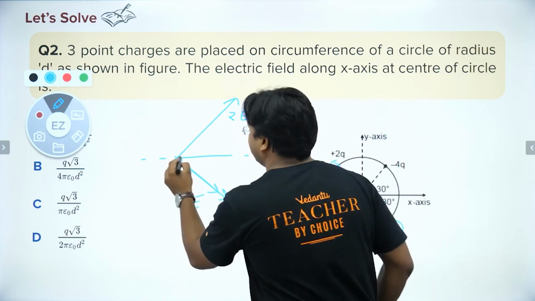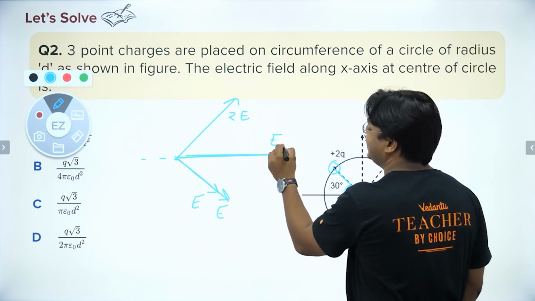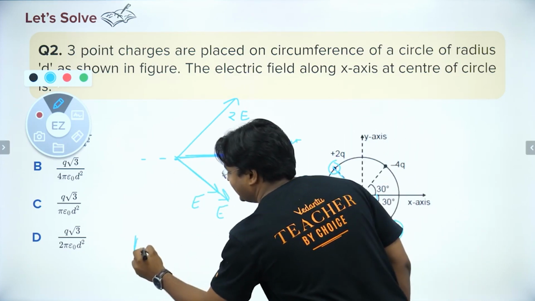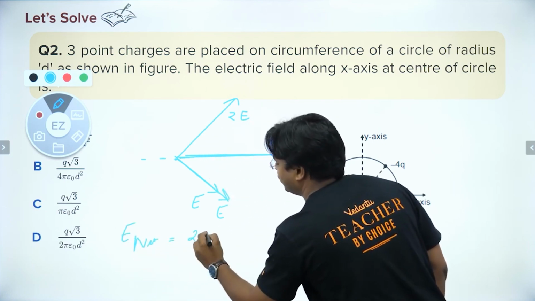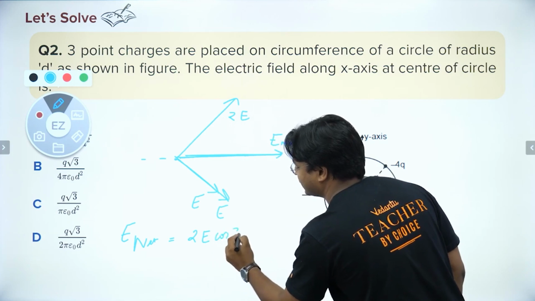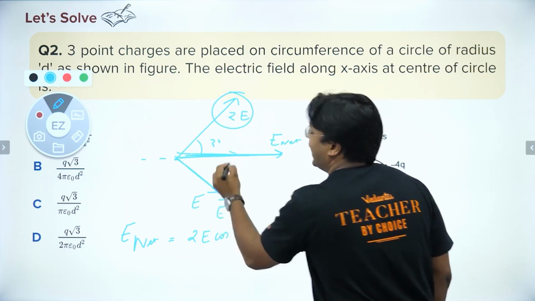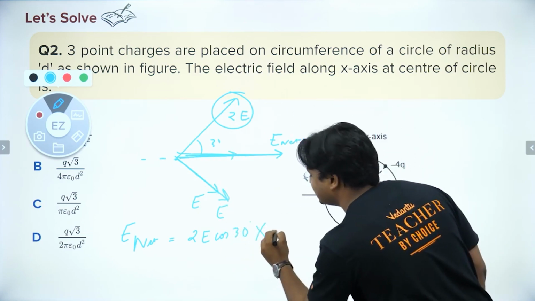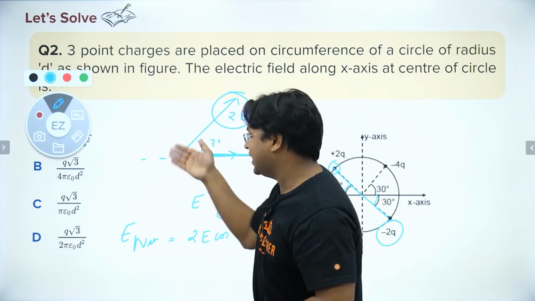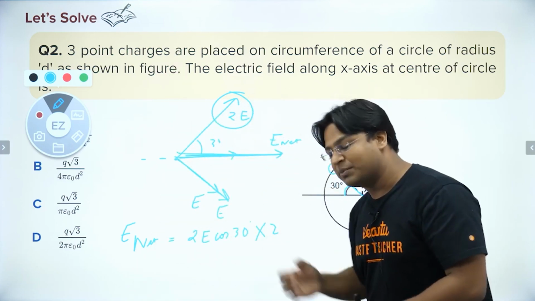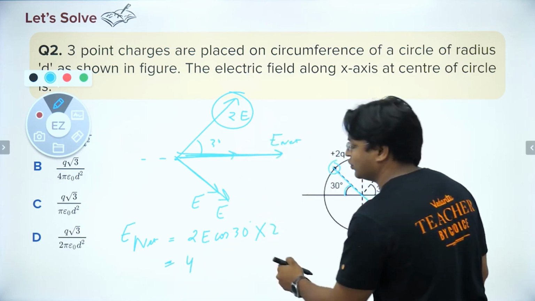So the resultant will point along the angle bisector, right? So this will be my E net. And how do I write E net? Well, E net will be written as 2E into cos 30. That's the cos component of one vector, and we double this to consider the effect of both the vectors, right? Their sine components are going to get cancelled, so their cos components are going to get added. So we end up writing 4E into cos 30.